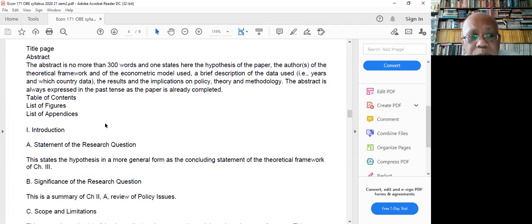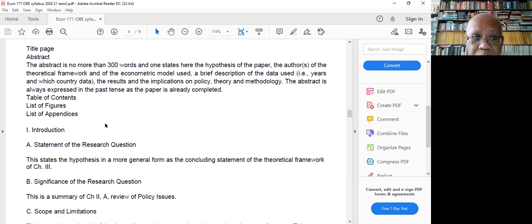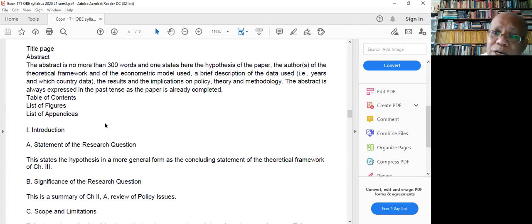The Arabic numerals page 1 begins with the first page of the introduction. Kaya sa table of contents, nakalagay doon introduction, page 1, yun. Nakalagay doon 1 sa table of contents. However, before your introduction, the sections here, yung title page, abstract, list of figures, list of appendices, they also have page numbers, but the page numbers are lowercase Roman numerals.